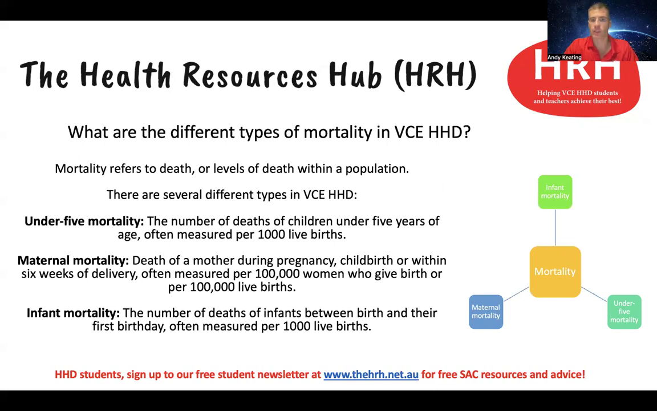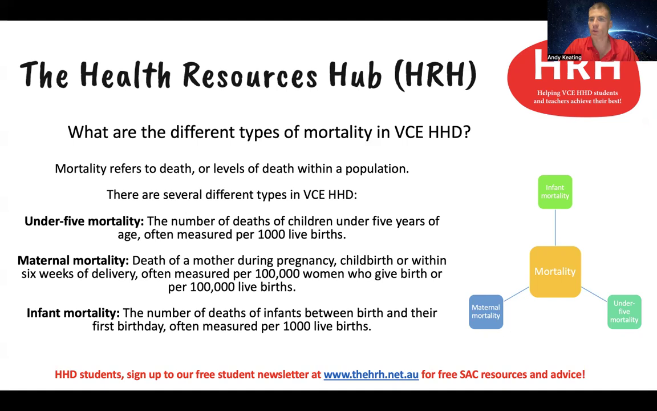Then there are three different types here: under five, maternal, and infant mortality. Under five mortality, as the name suggests, is the number of deaths of children under 5 years of age, often measured per 1,000 live births. So make sure you include that as part of your description when describing under five mortality. Maternal mortality is the death of a mother during pregnancy, childbirth, or within 6 weeks of delivery, often measured per 100,000 women who give birth or per 100,000 live births.